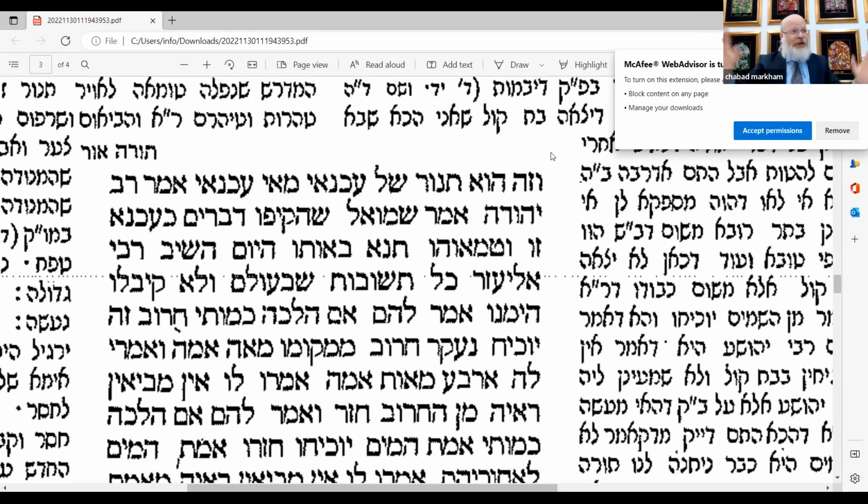They gave a name to this whole story of the case about this broken oven, which the case itself was not so important. More important was who was arguing and what happened afterwards. They call it V'zehu tanur shel achanai, the oven of the serpent of Achanai. And this is a famous case, actually. This piece of Gemara is known as the Gemara of Tanur Shel Achanai, the oven of Achanai.